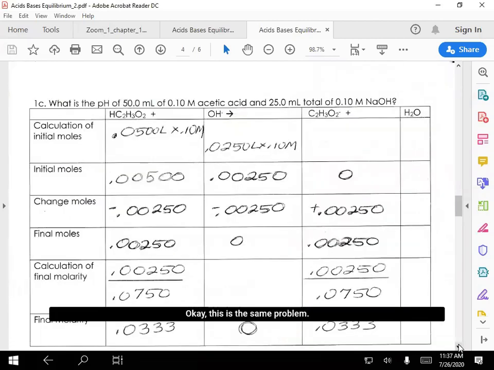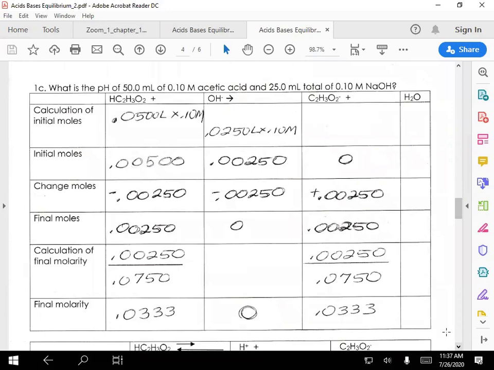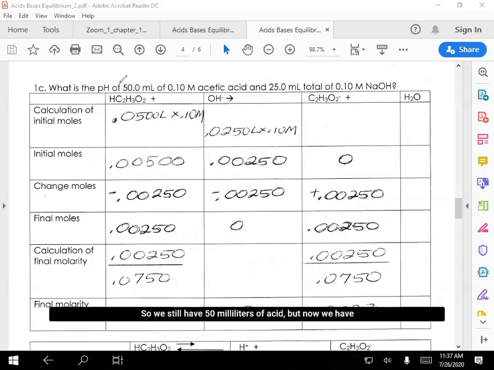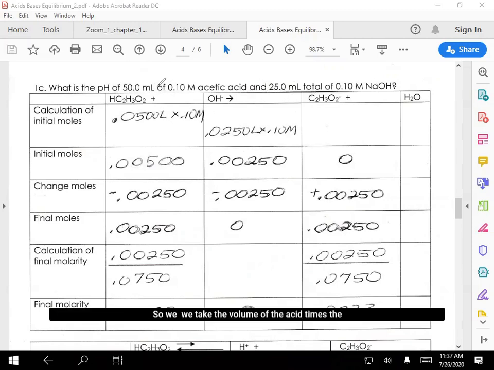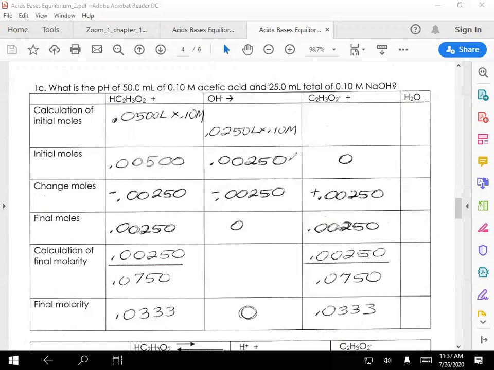Okay, this is the same problem, but now we are on 1C. So we still have 50 milliliters of acid, but now we have 25 milliliters of our base. So we take the volume of the acid times the molarity of the acid. We get the moles of the acid. We take the volume of the base times the molarity of the base. We get the moles of the base.